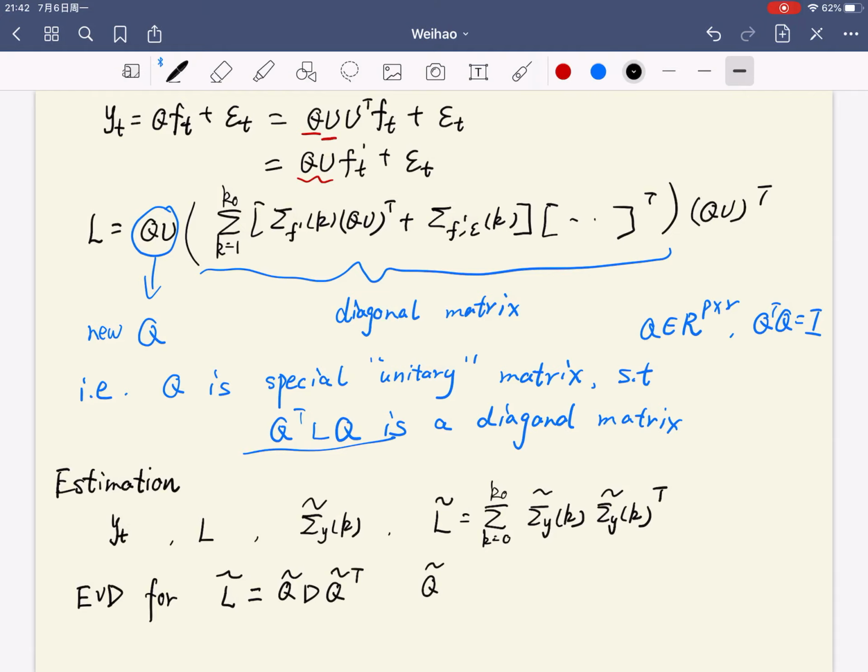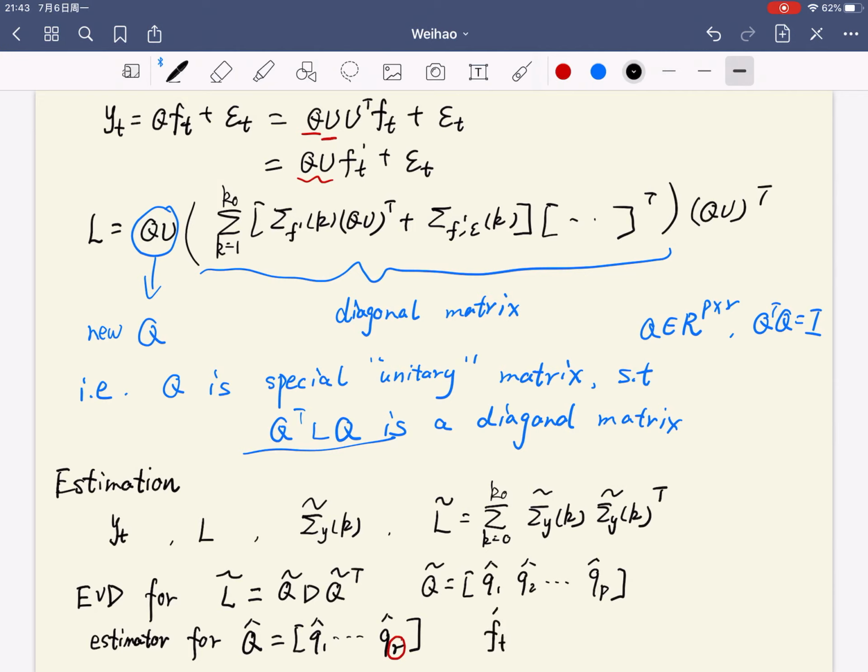This Q tilde is an orthogonal matrix, which is given by Q column vector, and our estimator for Q is... we stack R's columns, and the estimator for xt is... Also we can have the residual, which is the difference between the true value and the fitted value.